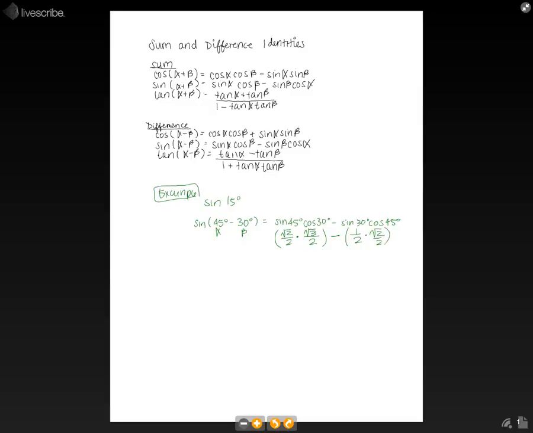So now multiply, which will give us square root of 6 over 4 minus the square root of 2 over 4. So we already have a common denominator, so we can simply subtract. So square root of 6 minus the square root of 2 over 4 will be our answer for the sine of 15 degrees.